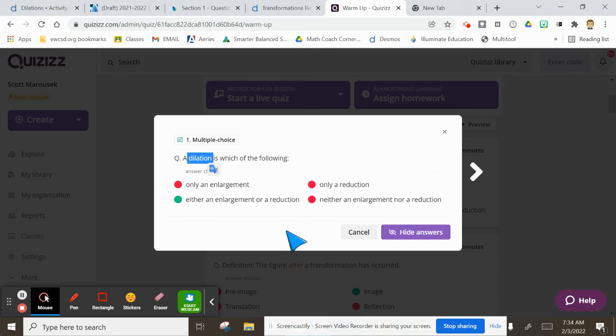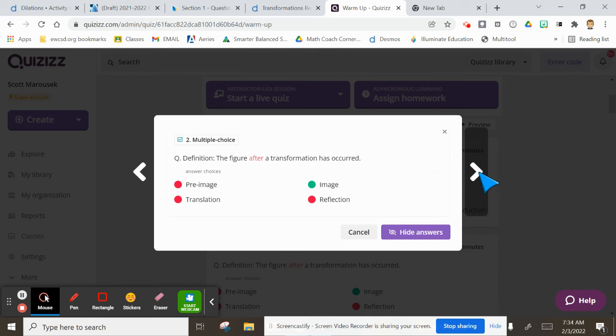These questions aren't that difficult, okay? If we kept going through, this one's actually super important too that we know. The figure after a transformation, after, is called the image. The one that's before is the pre-image, okay? So the one after is the image.